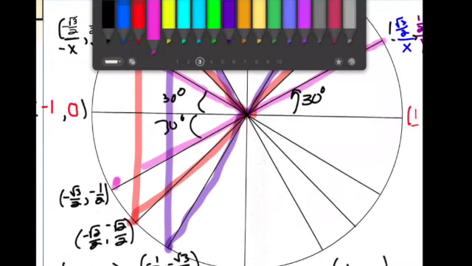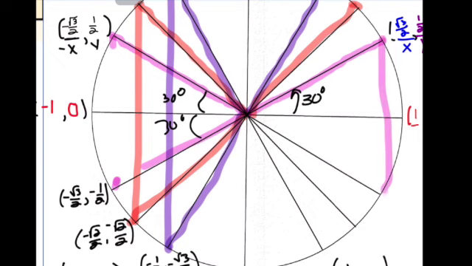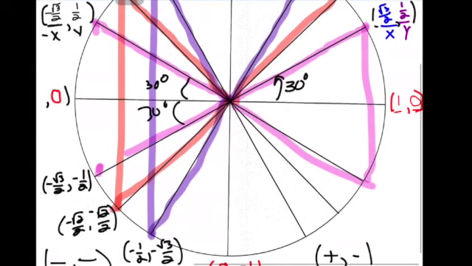Same thing here. Let's go ahead. I'm going to reflect this angle straight down, so this one's going to go here. So this is now going to become radical 3 over 2 and 1/2. So radical 3 over 2, comma, 1/2, and in this quadrant, my y values are negative. So that's that point right here.